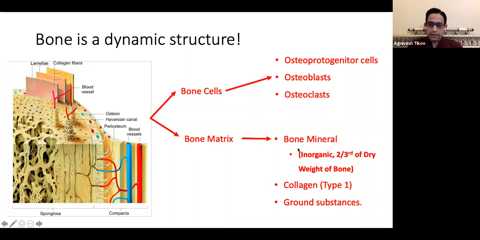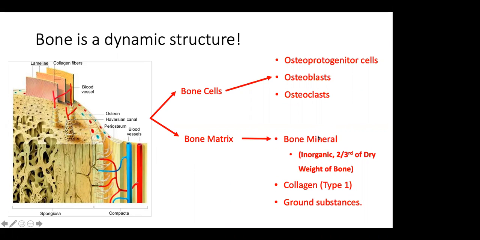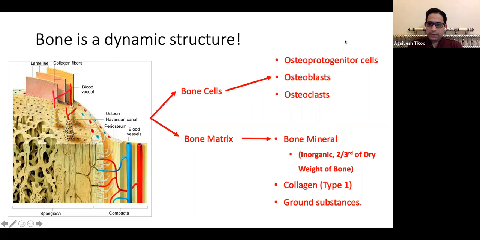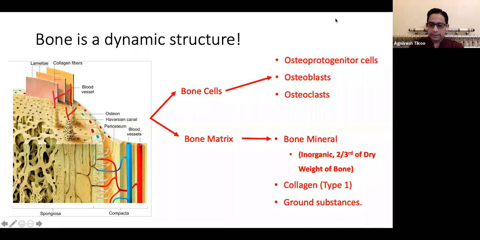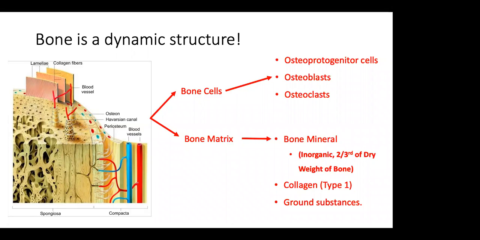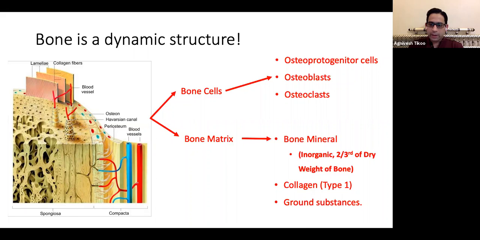The bone matrix consists of three things: the bone mineral, which is the inorganic bone material and makes up two-thirds of the dry weight of the bone, and collagen and ground substance, which are also there.